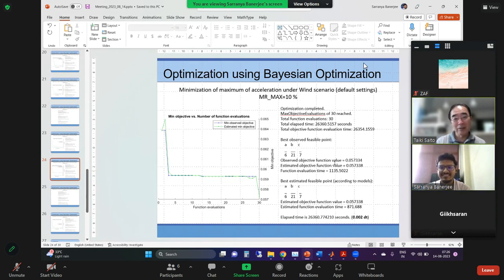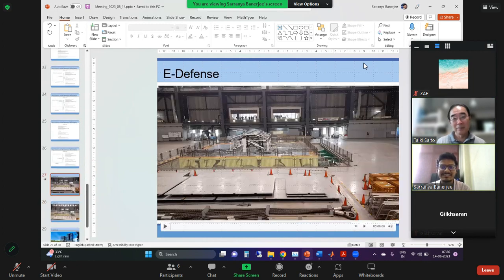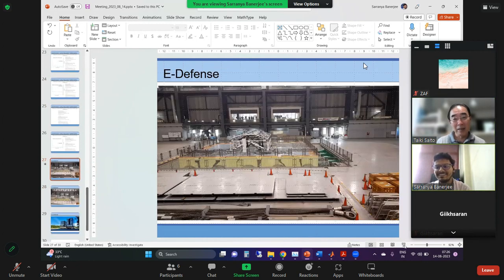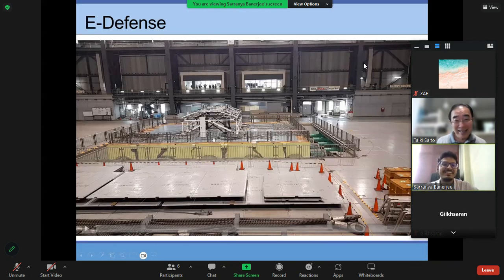Okay. Good. And also, Sensei, I have some pictures of the e-defense. You went there. So this was the test setup that we have seen tested. I have also one video. This is actually not very big, but the objective here was different. They have two TMDs on the roof of this gymnasium building. This is one kind of frame building.